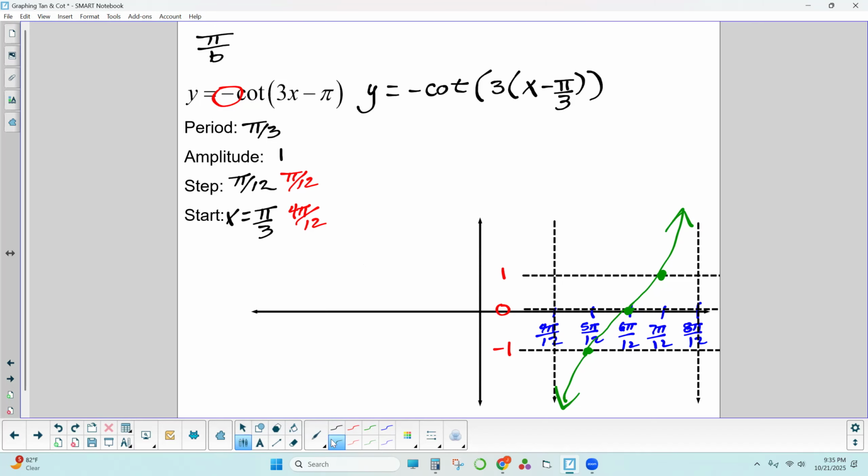I'm going to circle my starting point, which is at 4 pi over 12. I like to circle the top if it's an asymptote, just so we can see it. And we are done.